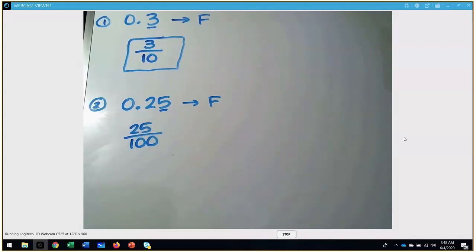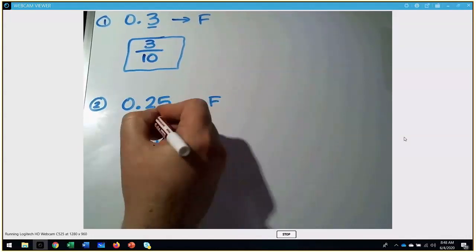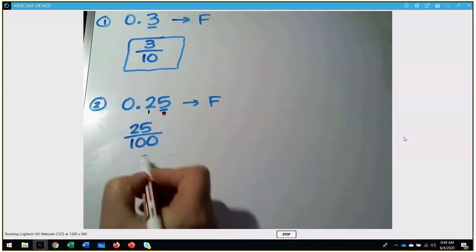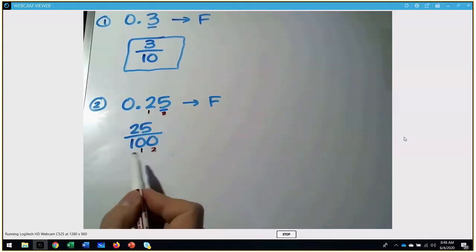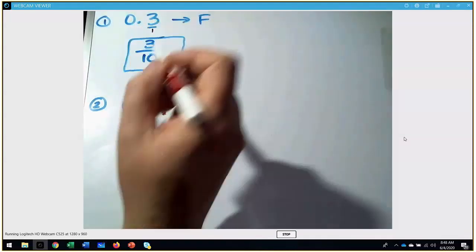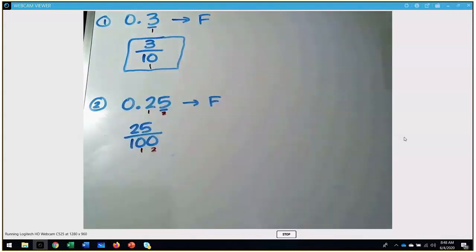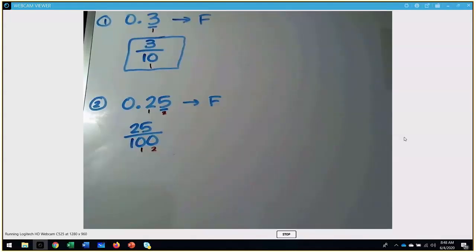As just a little heads up, when you're 2 places away, there's 1, 2, you need 2 zeros to determine the place value here. When you're 1 spot away, like up here, then you need 1 zero to determine the place value. Now that works for everything.